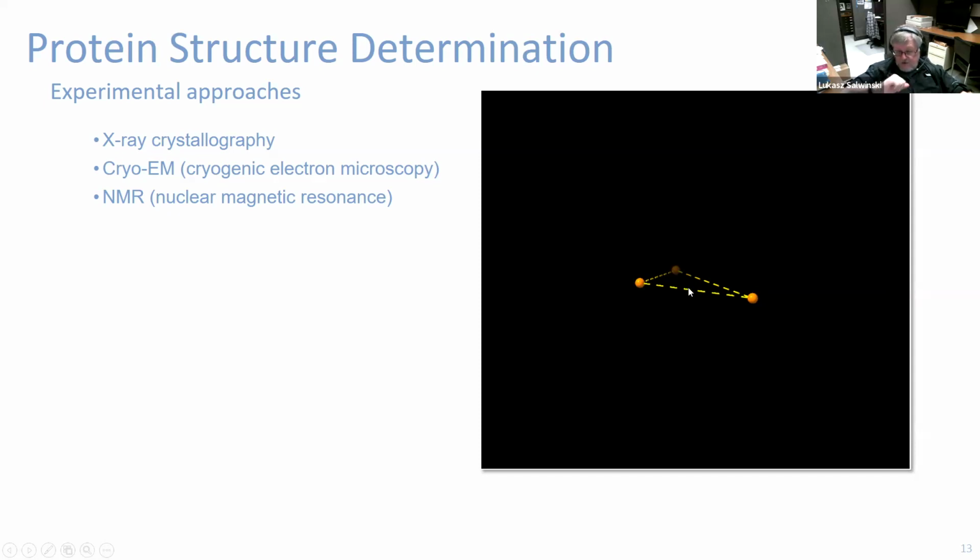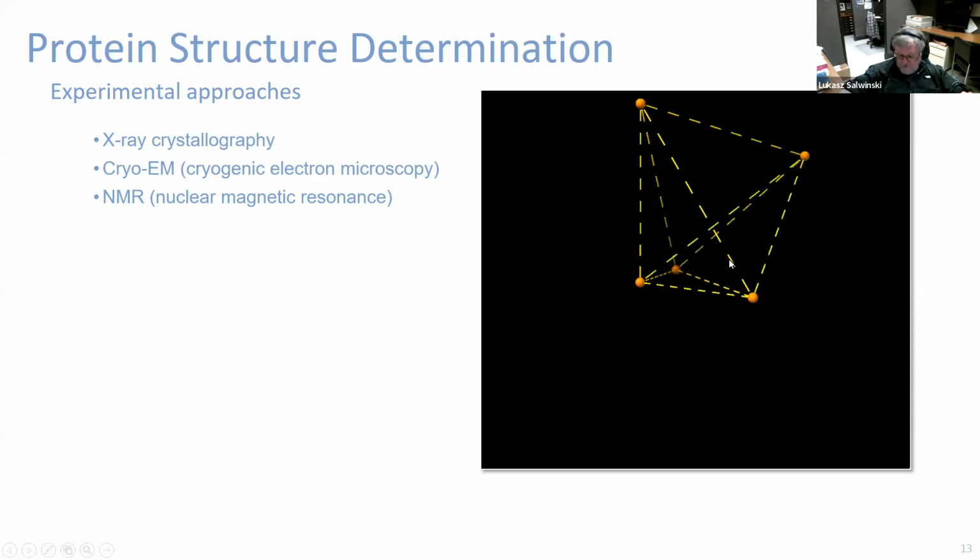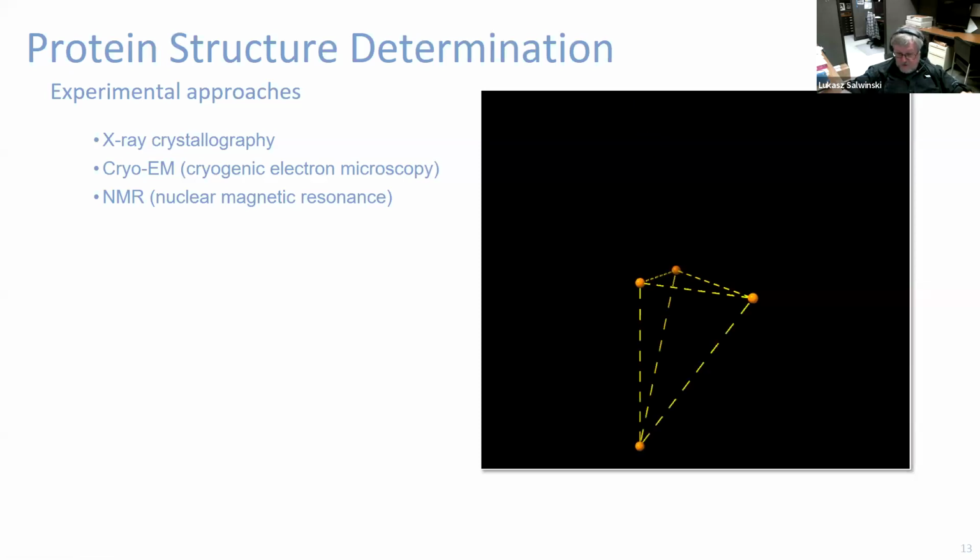Okay, and then if you've got another atom, let's say a fourth one, you can measure distances between this new atom and the three that you had before. Well, this is ambiguous. You can put this atom here, but you can also put it here as long as the distances are the same. Those are two equivalent positions, so you can't tell which one is correct.